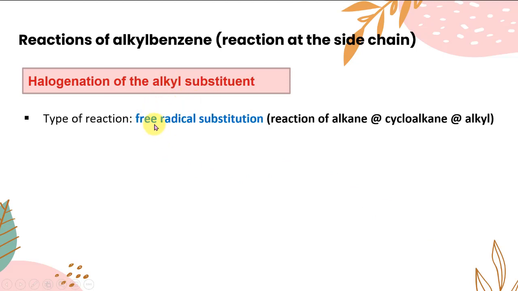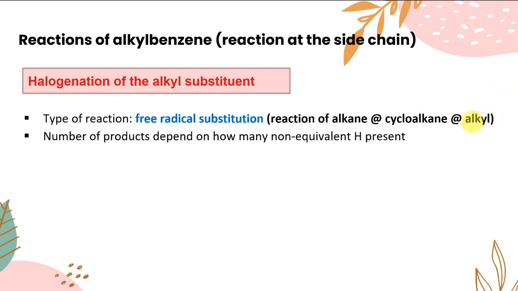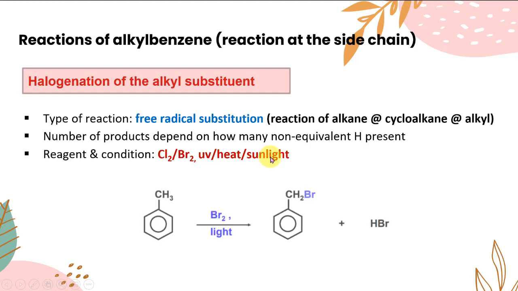The next reaction of alkyl benzene is halogenation of the alkyl substituents. The type of reaction is free radical substitution. We have already encountered these reactions in chapter 5.1, the reactions for alkene or cycloalkene. Now we are looking at this alkyl substituent group. The number of products depends on how many non-equivalent hydrogens are present in the structure. The reagents and conditions are still the same: we have either chlorine or bromine in the presence of UV, heat, or sunlight.